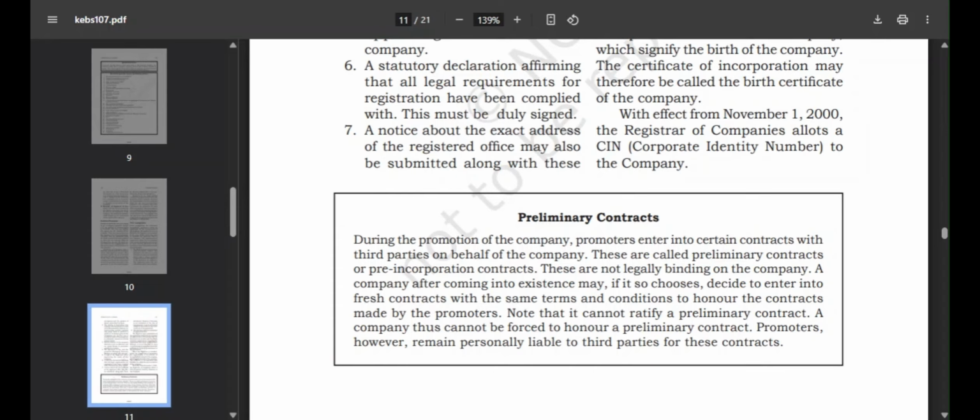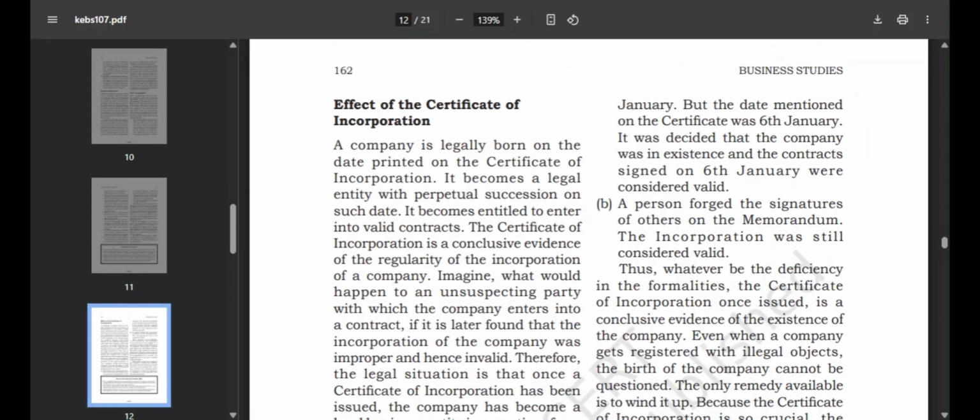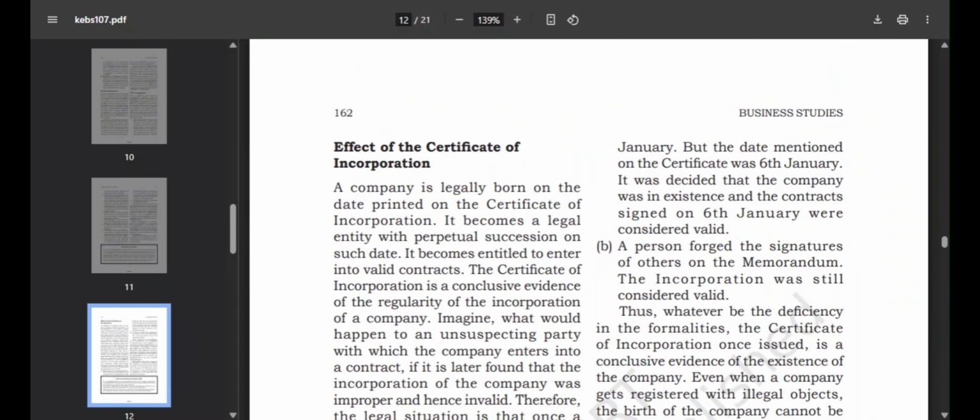Okay, then we have the effect of certificate of incorporation. This is deleted also. So till now, what is deleted? Position of promoter is deleted, and effect of incorporation is deleted, completely deleted.